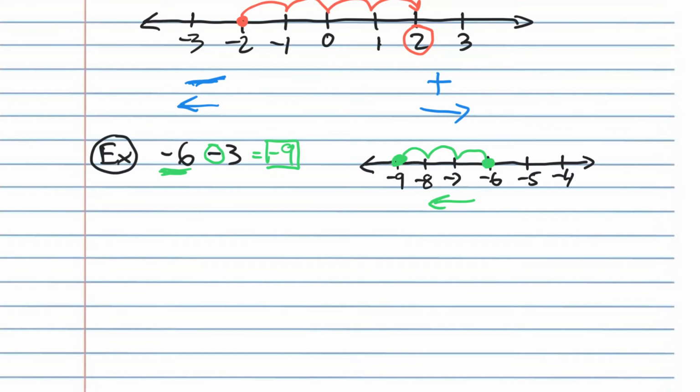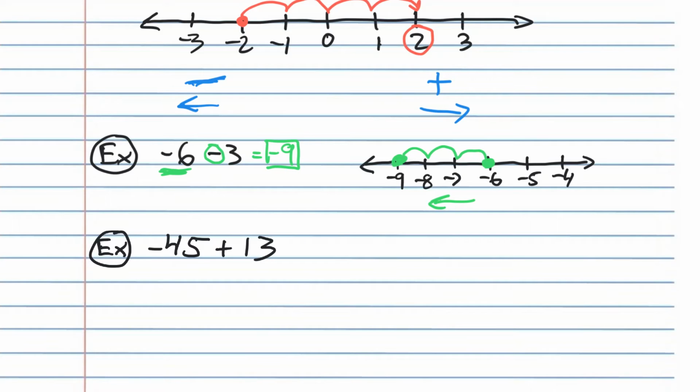Okay, so that's just one way you can visualize it. Another way you can think about it is, especially if you're working with larger numbers, for example, negative 45 plus 13. Okay, now I don't know about you, but I don't want to draw a number line that large.